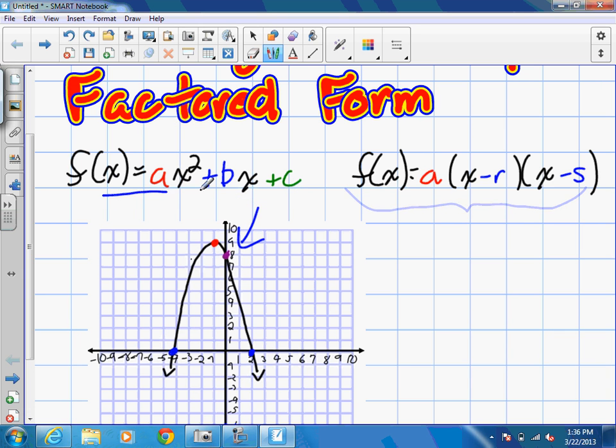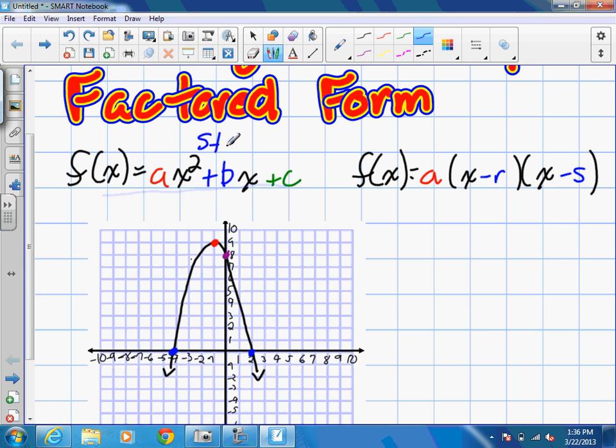This form here, does anyone know which of these is called? Is that the standard or the factored form? Anyone know? Standard. Good. This is our standard form. Okay? Which means that this will be our factored form. Now, we're going to talk about moving from one to the other.